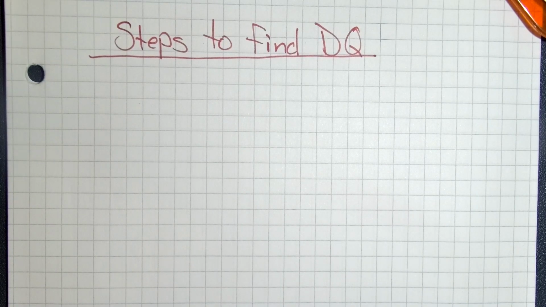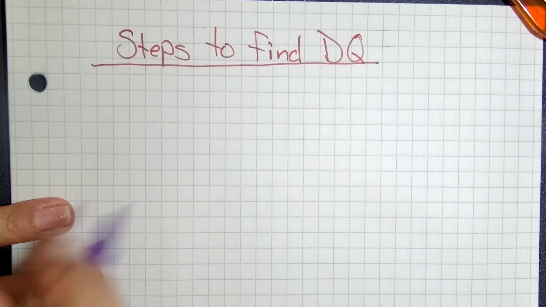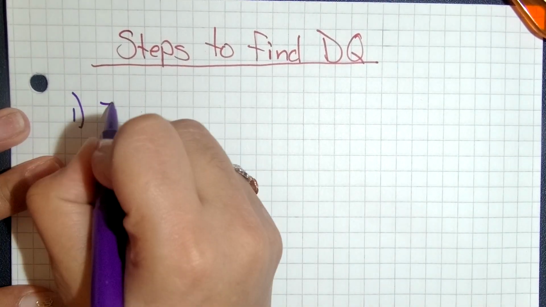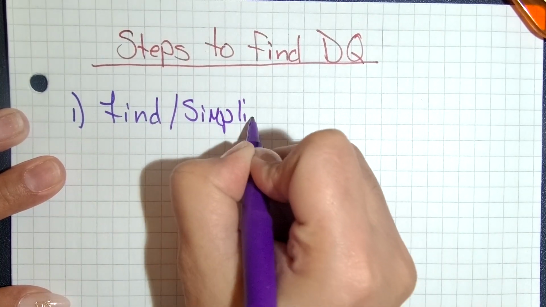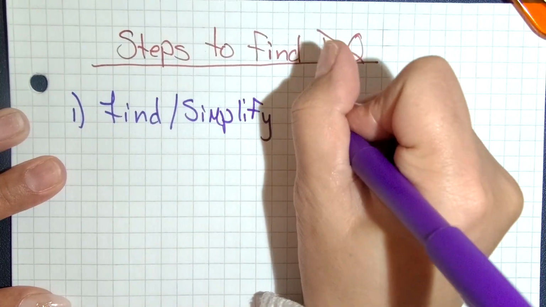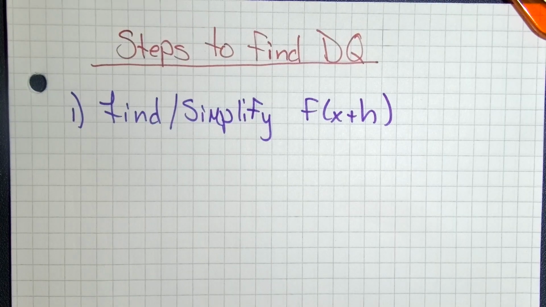You're going to take the difference quotient in pieces, in parts. Because if you try to do it all at once, it's going to get complicated and messy. So I broke it down so that this way you have it in parts. So the first step is to simplify f of x plus h. Okay?